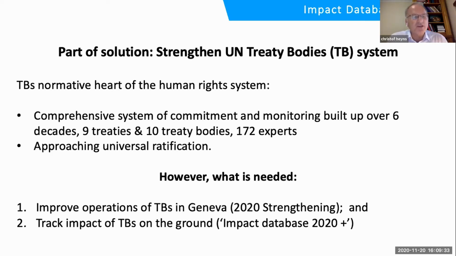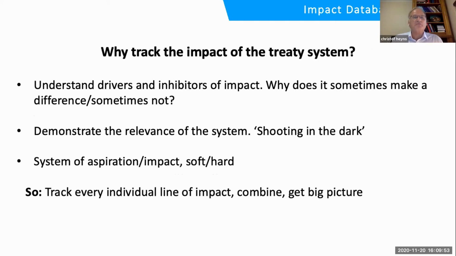So what is needed seems to be to improve the operations of the treaty bodies in Geneva. We've had the 2020 strengthening process, and that's coming to an end. And then in the second place, and that's the part we focus on, is to track the impact of the treaty bodies on the ground where it makes a difference. And that is then past 2020; the impact database is 2020 plus.